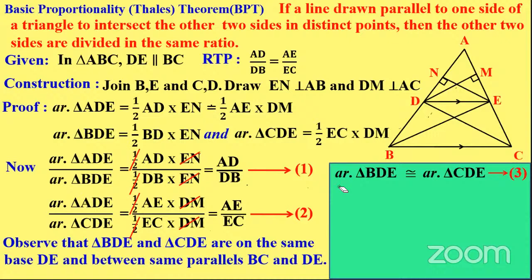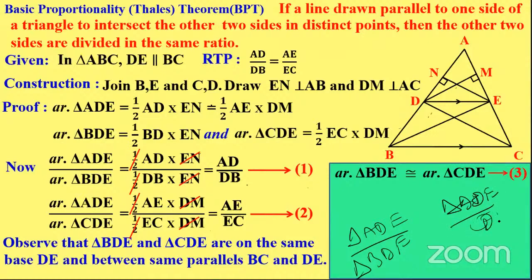Now divide triangle ADE by BDE, as well as ADE by CDE. What happens? They are equal. The same triangle divided by BDE, the same triangle divided by CDE, the value becomes the same.